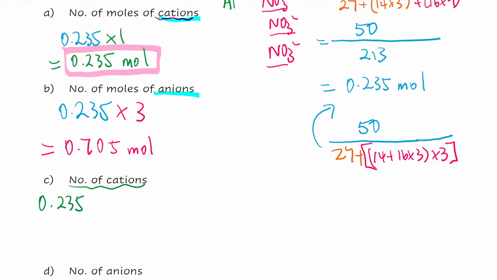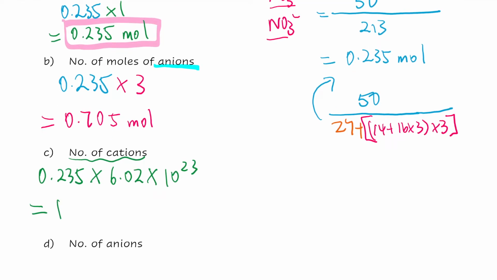0.235, and then you times it by Avogadro's constant, which is 6.02 times 10 power 23. And then you find the answer. You should get 1.41 times 10 to the power 23.